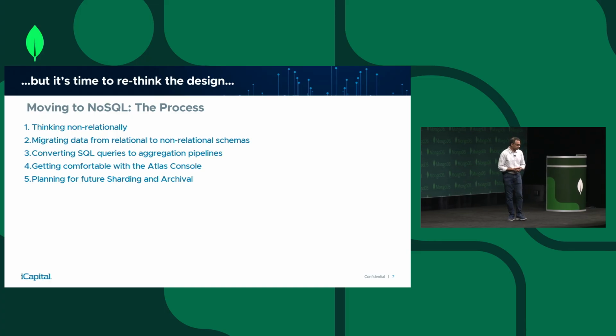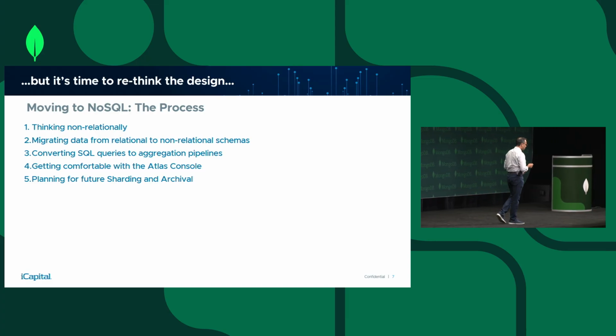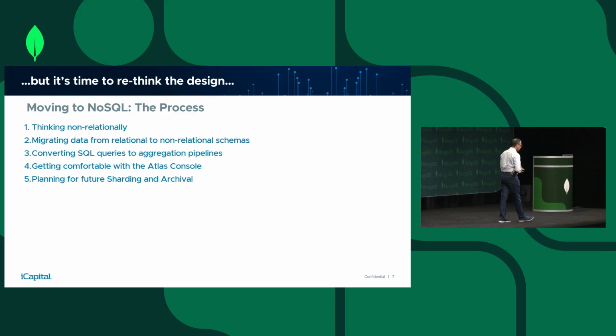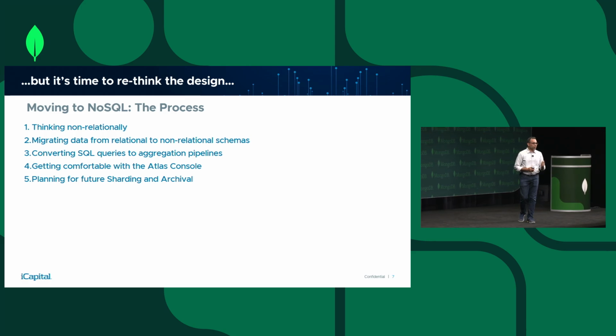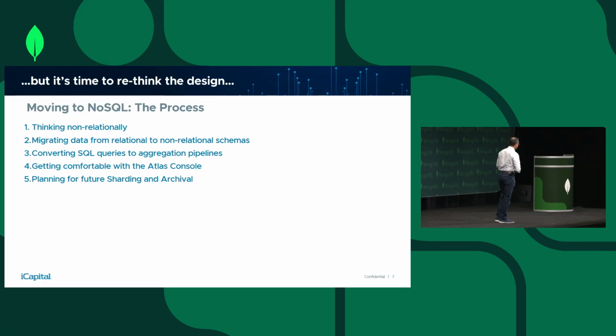The last thing is get comfortable with the Atlas console. The Atlas console is your one-stop shop for everything that you need in your MongoDB platform for performance tuning as well as troubleshooting. When that production issue hits, you need to be able to jump into the right place on the console and start looking at insights in order to help you react to that issue.